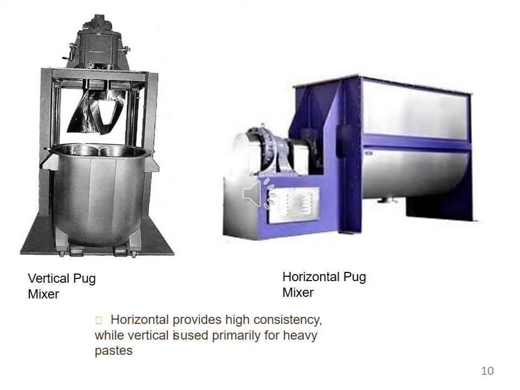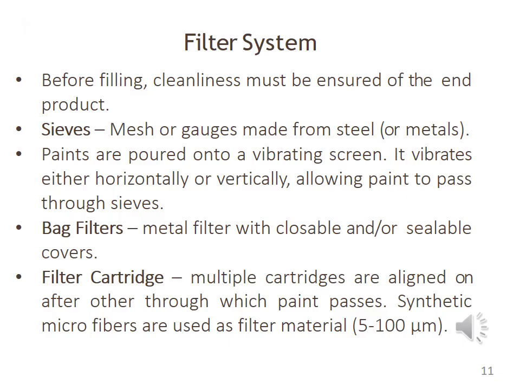In this slide, the pug mixers are shown. On the left hand side of this slide, the vertical pug mixer is shown. This pug mixer is used for heavy paste, and on the right hand side you can see the horizontal pug mixer, which is used to provide high consistency.